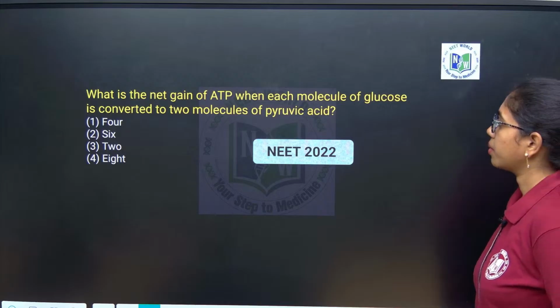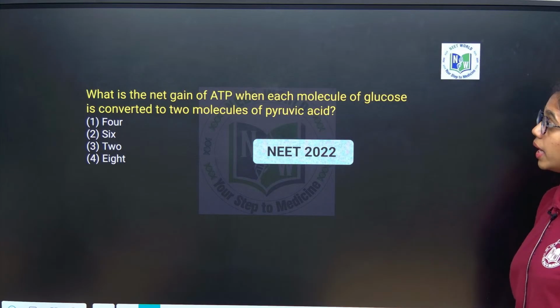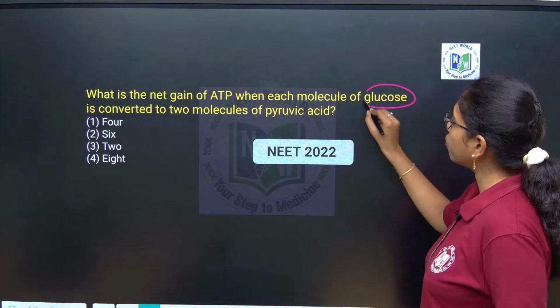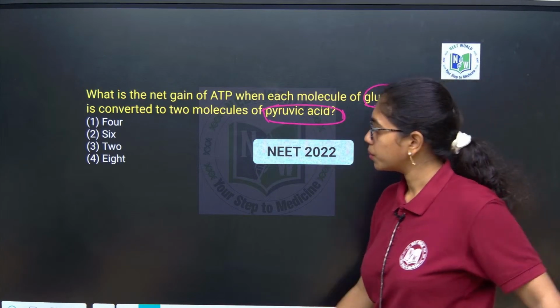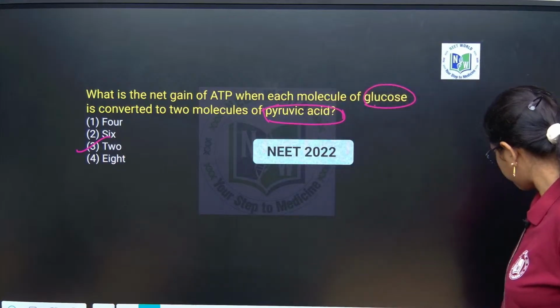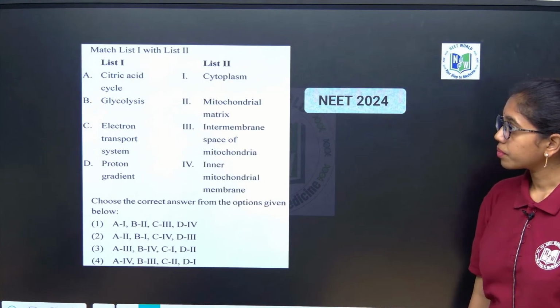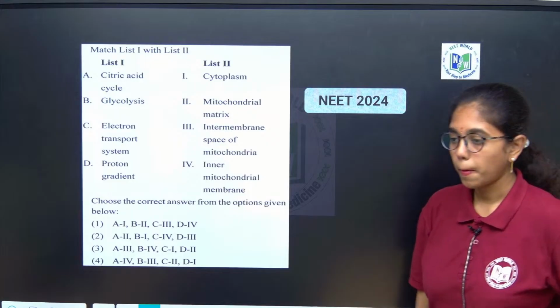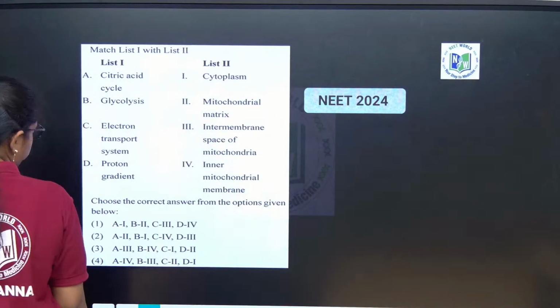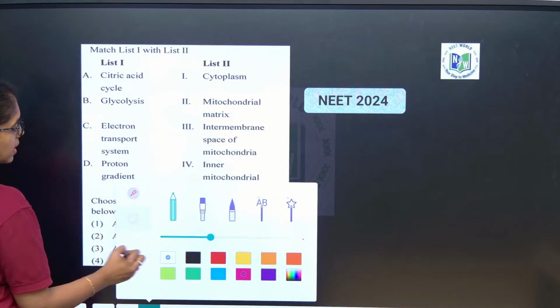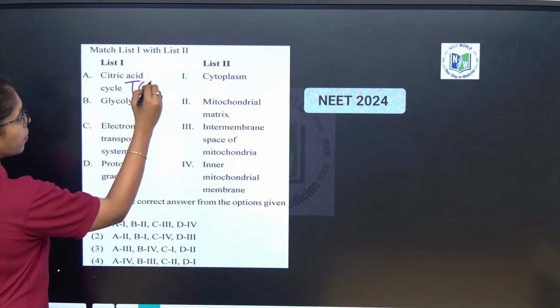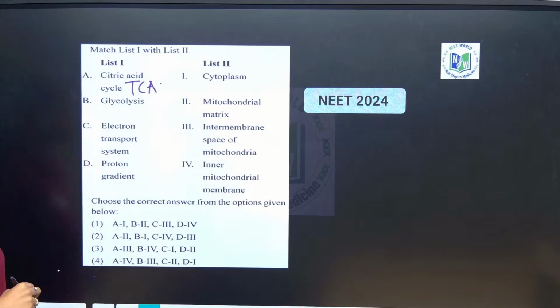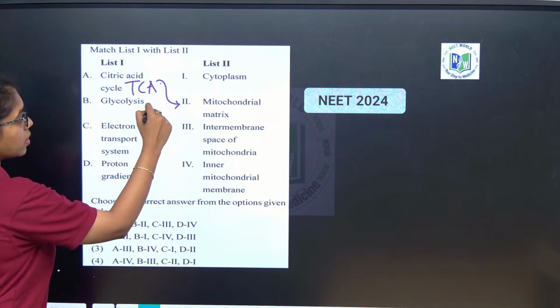What is the net ATP when each molecule of glucose is converted to 2 molecules of pyruvic acid? The net is 2. Okay, next. Last, locations we have discussed. Citric acid cycle is nothing but TCA cycle or Krebs cycle. Where does the TCA cycle happen? Matrix, right? Good. Glycolysis? Good.